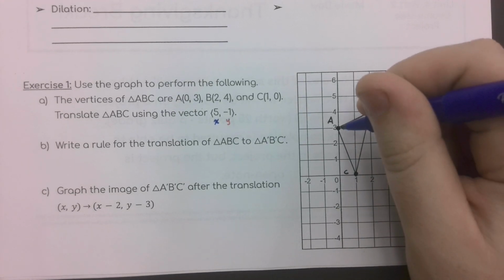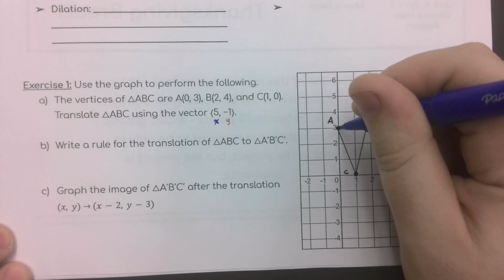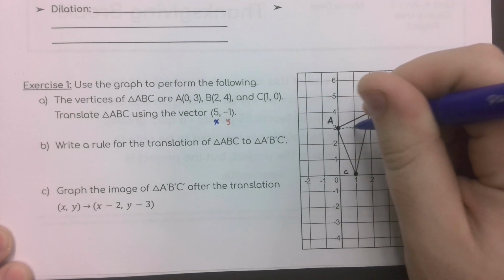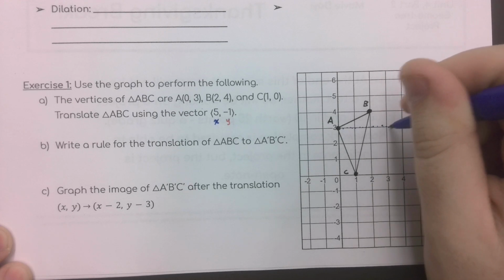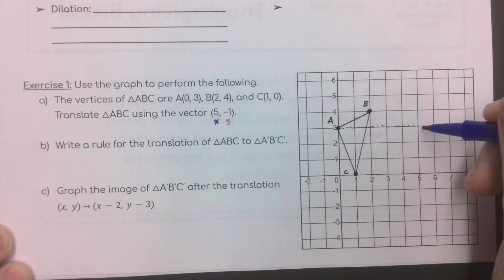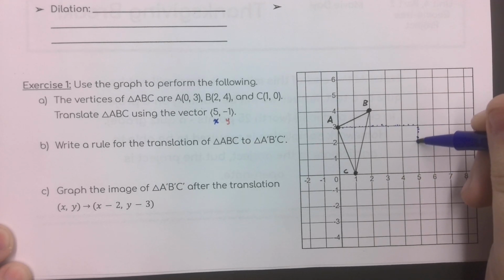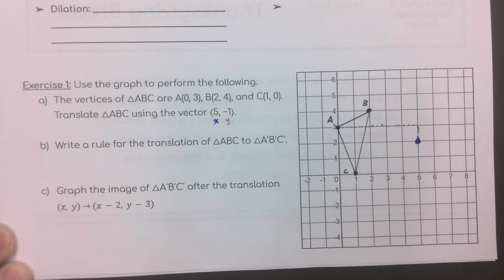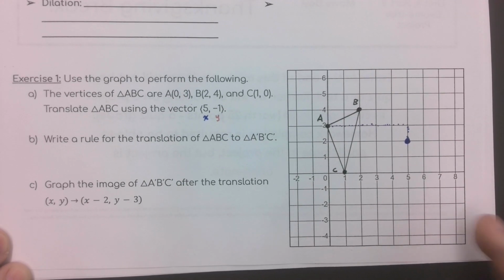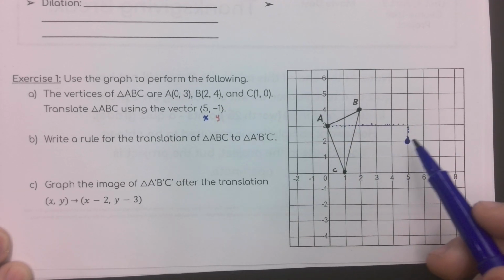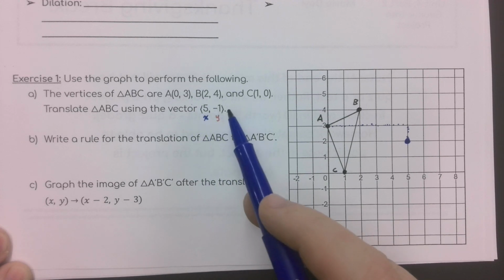So let's start at point A and move 5 units to the right and 1 unit down. If I start moving 3, 4, 5 units to the right and 1 unit down, I get this point right here. This is where point A would be if it was moved along the vector 5, -1.